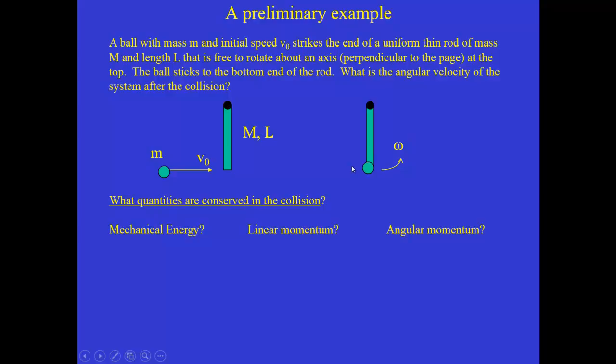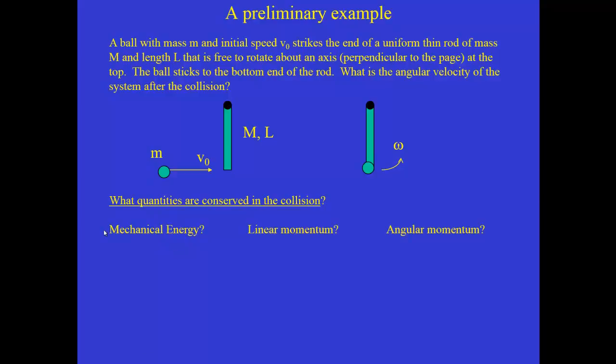Now, of course, if we wait long enough, this whole system will swing upward around the rotation axis and will eventually come to a stop and then swing back down again. But we want to know, right after the collision, what is the omega, or the angular velocity, of the system. So, in order to think about the three conservation laws that we've developed for use in various situations, we have to think about the conditions for those so that we know which ones we can use.